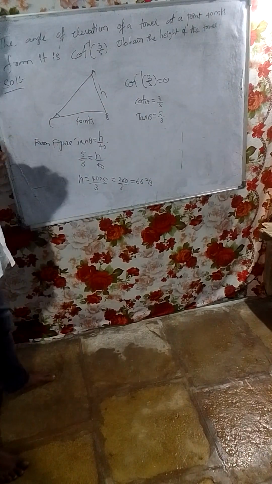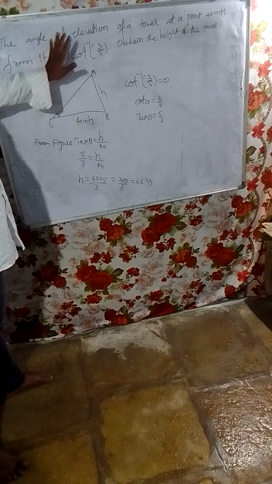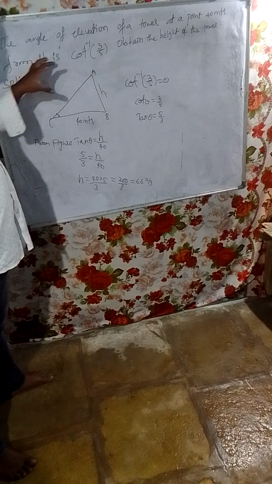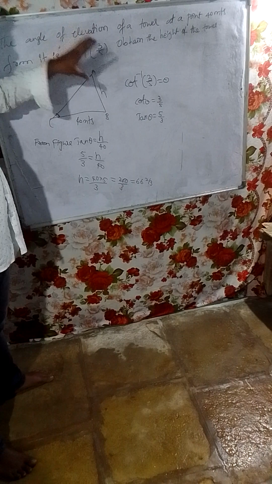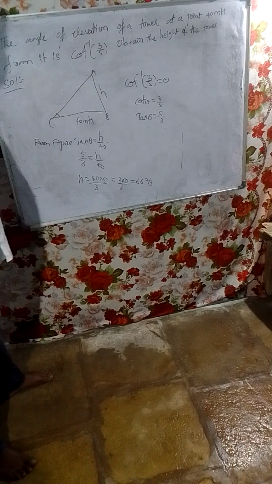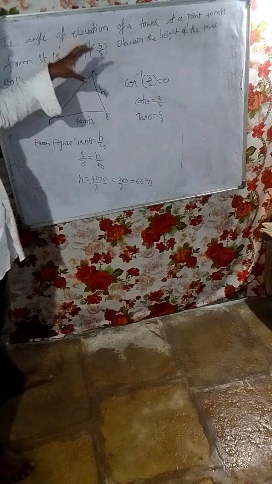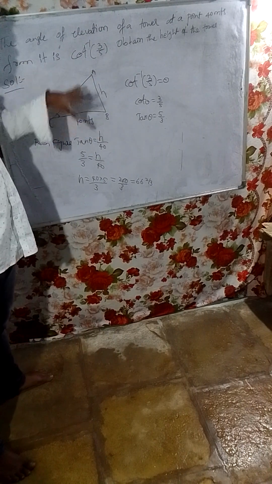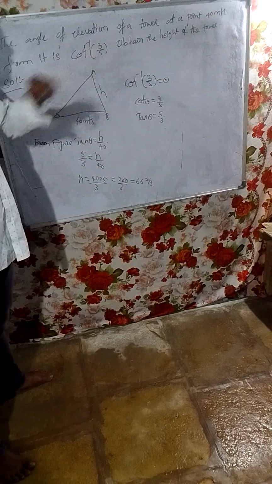See, the angle of elevation of a tower at a point 40 meters from it is cot inverse 3 by 5. Obtain the height of the tower.